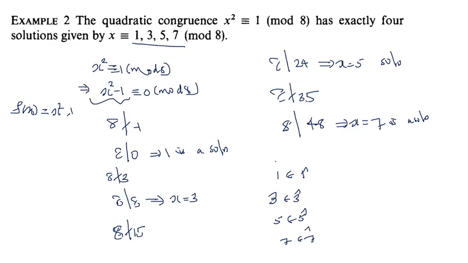Therefore, all integers belonging to the same residue class, that is 1 cap, 3 cap, 5 cap, 7 cap, are also solutions of the same congruence x square congruent to 1 mod 8. But we consider only those solutions that are incongruent modulo m. We take only representatives, that is x equal to 1, 3, 5, 7. We consider them as the distinct solutions. So there are 4 distinct solutions for the congruence x square congruent to 1 mod 8.